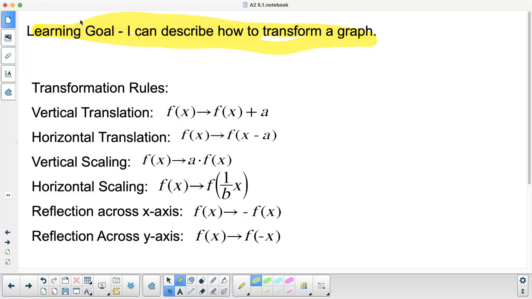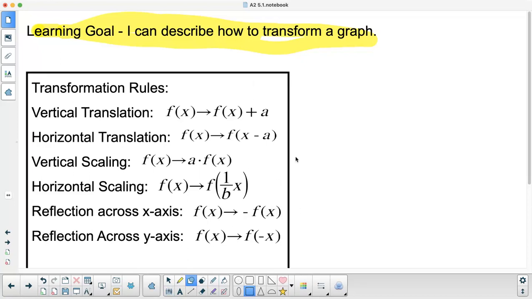Before we go on, this isn't part of our book, but I think this will be helpful. These are all the transformation rules that we're going to use basically. So I want you to pause this video and copy these transformation rules into your book or your notebook or wherever you'll be able to find them. We're going to need to refer back to these quite frequently. So: vertical translation, horizontal translation, vertical scaling, horizontal scaling, and then reflections across both axes. Go ahead, pause the video, and we'll come back to those as we use them.